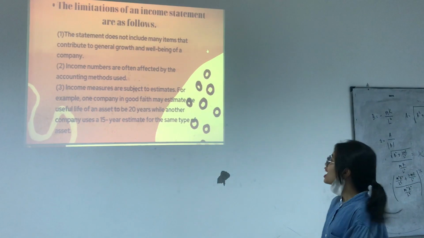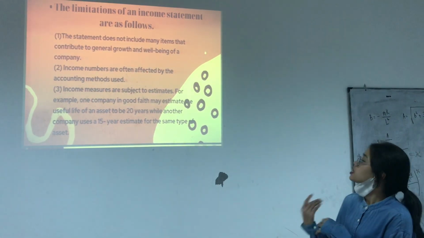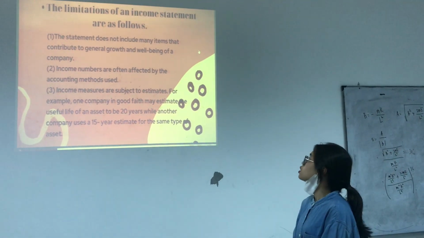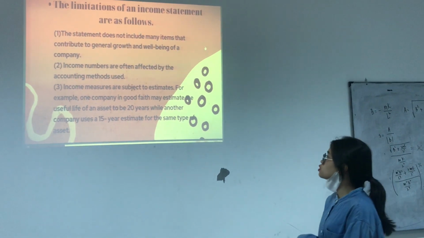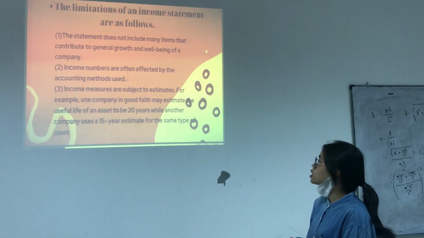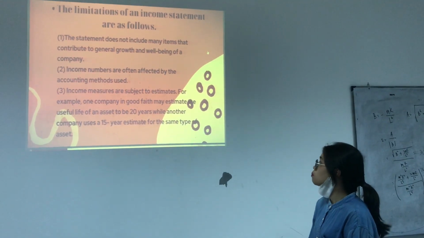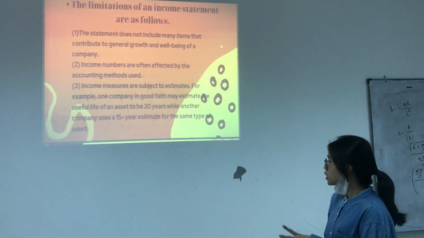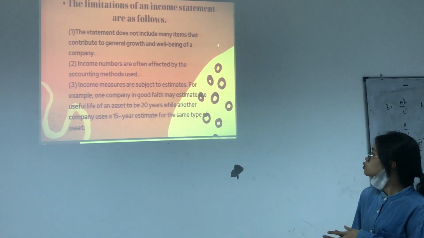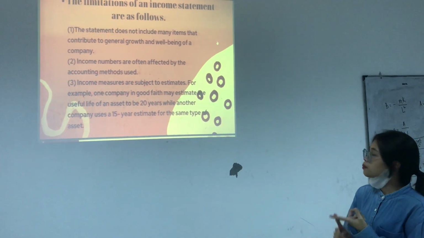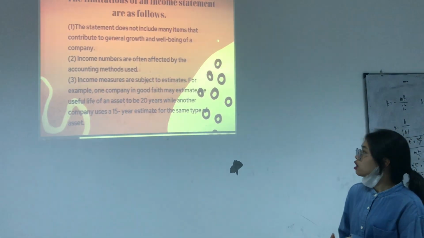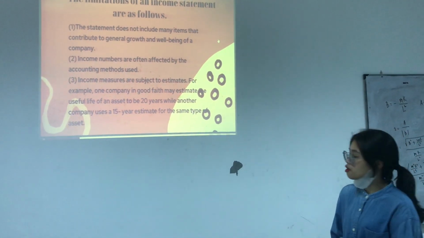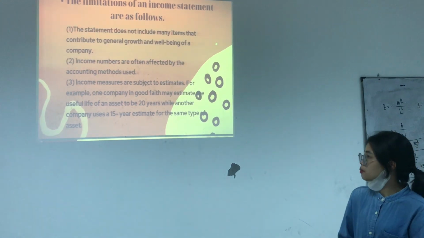Next. So the limitations of an income statement are as follows. The first one, the statement does not include many items that contribute to the general growth and well-being of a company. 2, income numbers are often affected by the accounting method used. 3, income measures are subject to estimates. For example, one company in good faith may estimate the useful life of an asset to be 20 years, while another company uses a 15 years estimate for the same type of asset.